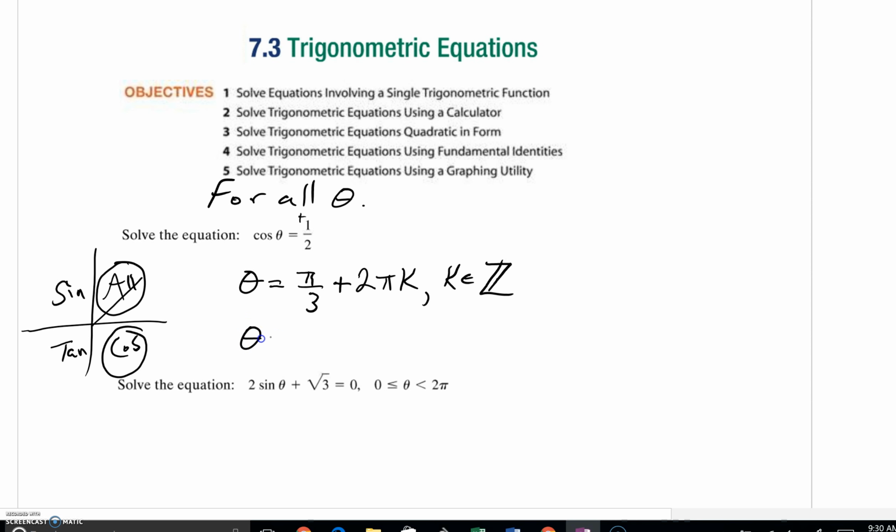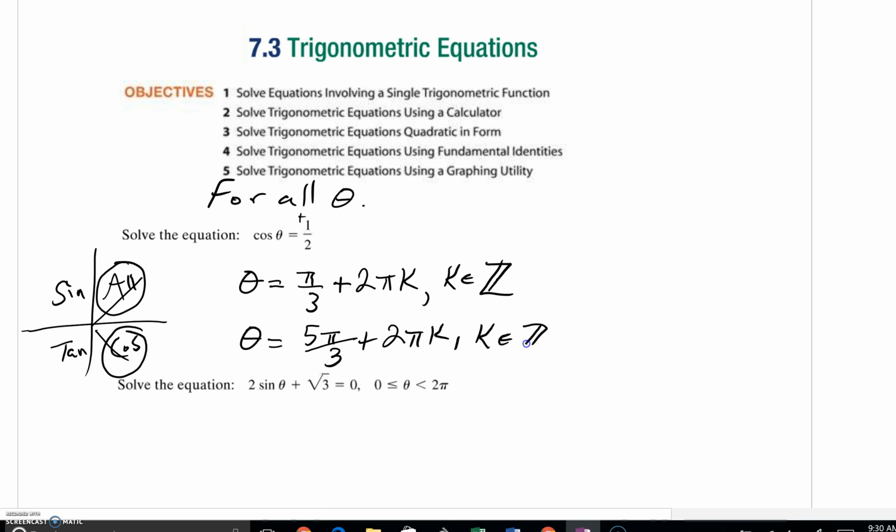We could also say, what about this fourth quadrant? How could we write an angle in the fourth quadrant? What do you think? 5 pi over 3, I heard someone say, you're right, plus 2 pi k, comma, k is an integer.